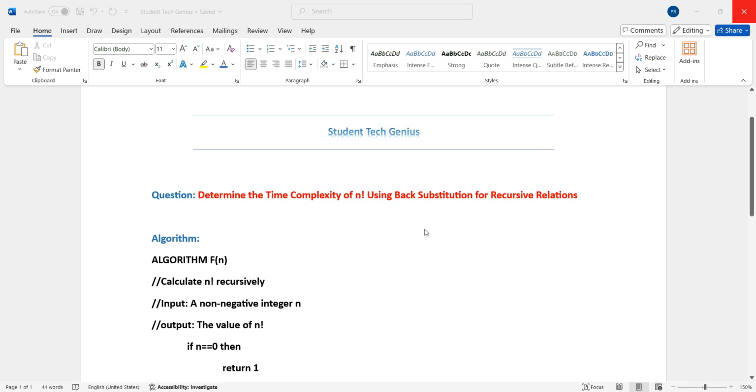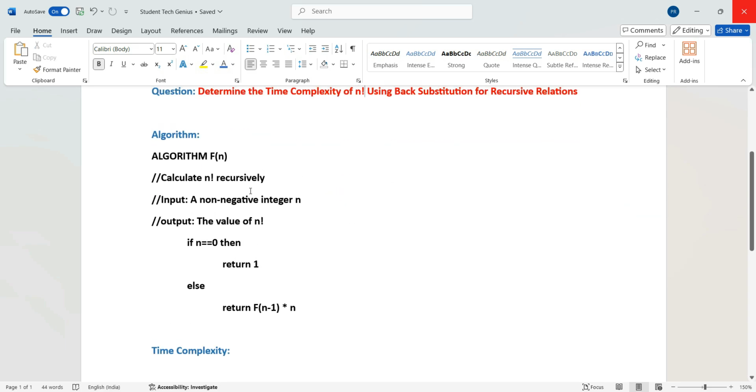In this video, we will learn about the back substitution method for the recursive relation, and the example we are taking is that we are determining the time complexity of factorial n. So this is the algorithm we have for factorial n. We need to calculate the factorial n, denoted as f of n. We need to calculate n factorial recursively. Input is a non-negative integer n, and output is the value of n factorial.